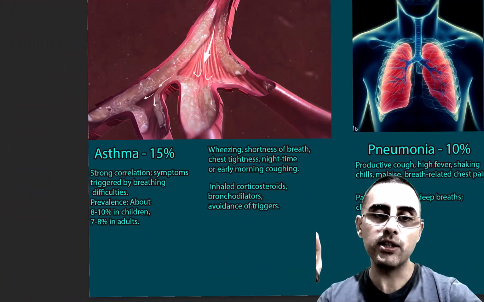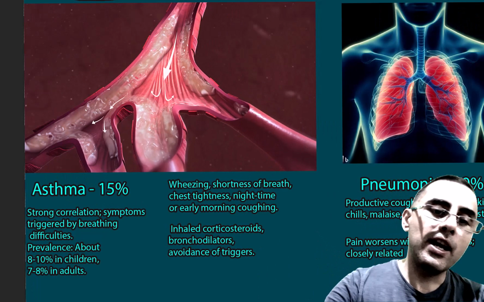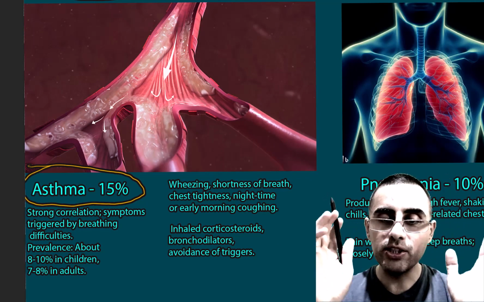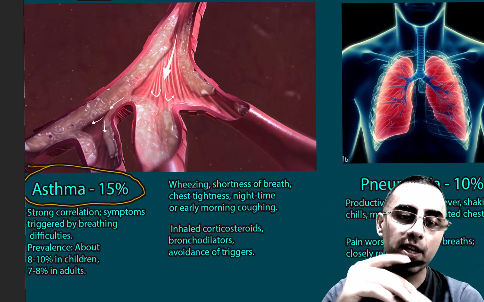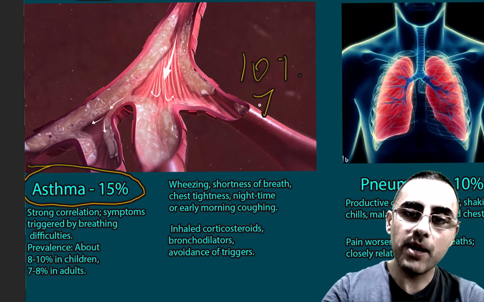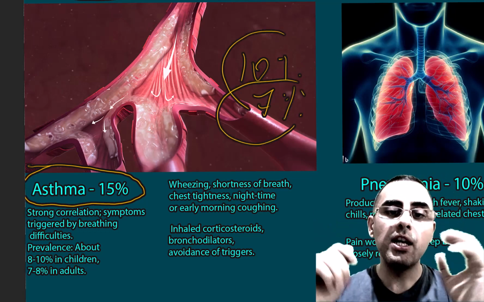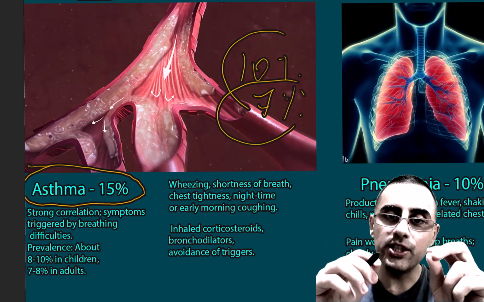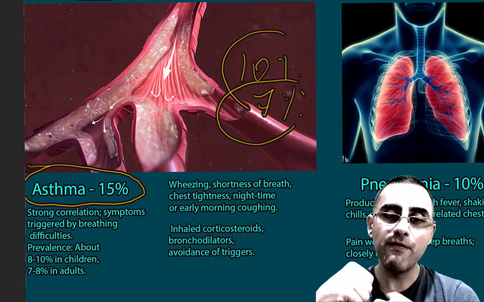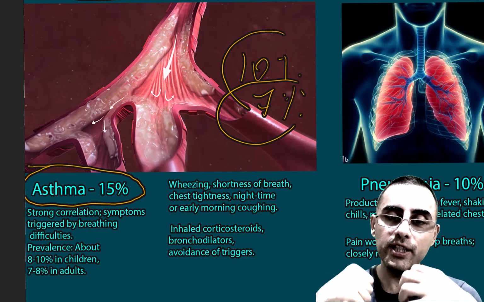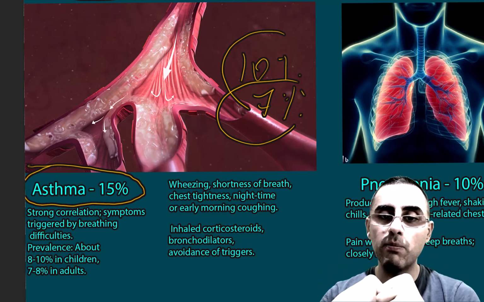Another common cause is asthma. Asthma occurs with 15% probability. Asthma is generally a very common condition. It affects around 10% of kids and around 7% of adults. So this condition is generally very common. It's related to breathing, not directly, but a person can feel that it's related to breathing, and during breathing, chest tightness and chest pain are more prominent.